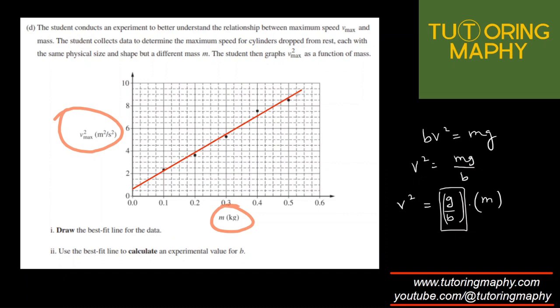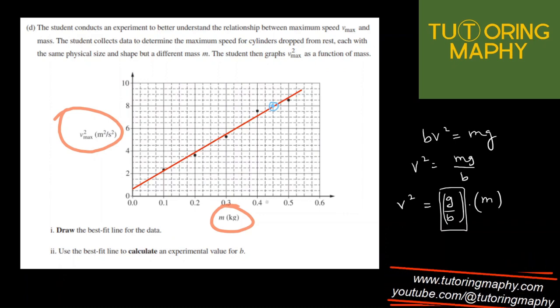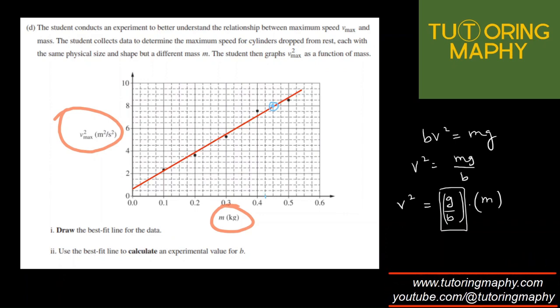Let's see. I think this is one of the points, right? This y coordinate is 8 and the x coordinate is 0.425, 0.45. That's the middle, right? Okay, so the x coordinate is 0.45 and the y coordinate is 8. That's the first point which we have.